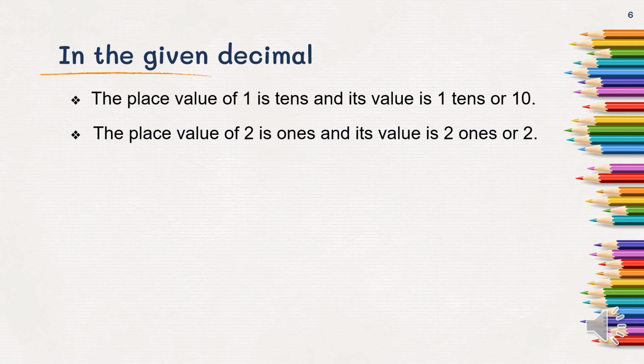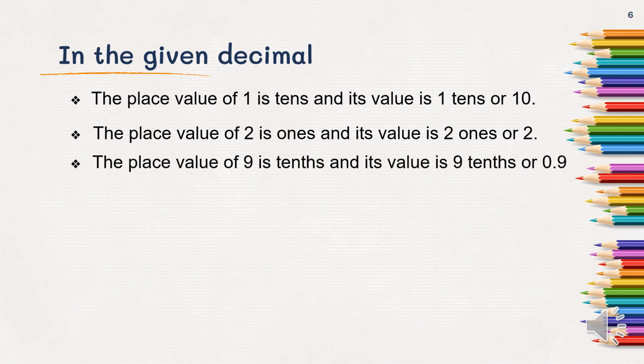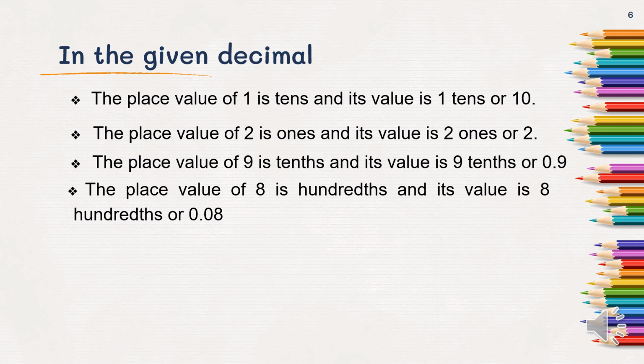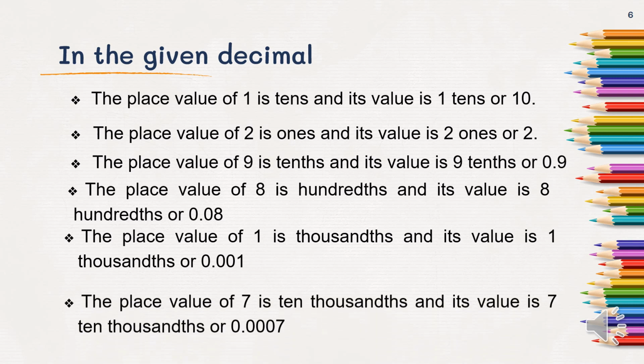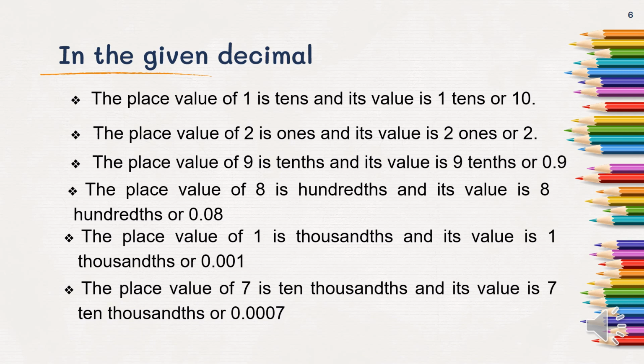The place value of 2 is ones, and its value is 2 ones or 2. The place value of 9 is tenths, and its value is 9/10 or 0 and 9/10. The place value of 8 is hundredths, and its value is 800ths or 800ths. The place value of 1 is thousandths, and its value is 1,000ths or 1,000ths. And the place value of 7 is 10,000ths, and its value is 10,000ths or 7,000ths.